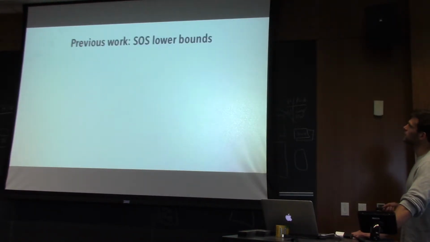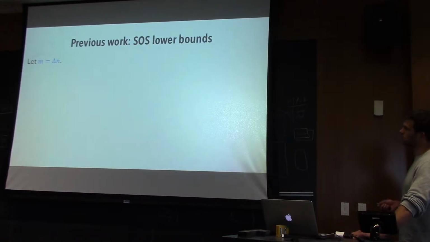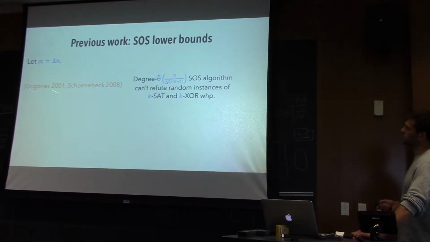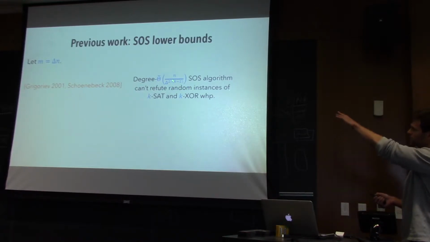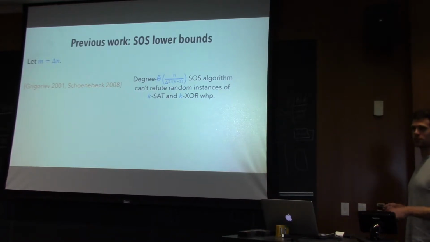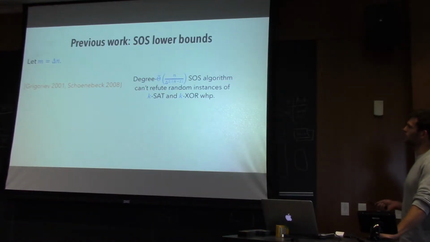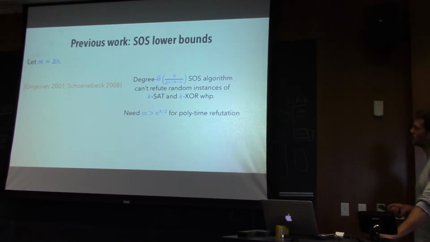Cool. All right, so what's been done in this area before? For convenience, let's write m equal to delta, the constraint density, times n. And so Grigoriev and Schoenebeck showed that if you make the degree n over delta to the 2 over k minus 2, you can't refute random instances. There's some value up to which you can't refute instances of k-SAT and k-XOR with high probability. It's kind of a pain to read that, so you can just say, if you want to make this degree constant so you get polytime refutation, you need m to be bigger than n to the k over 2.